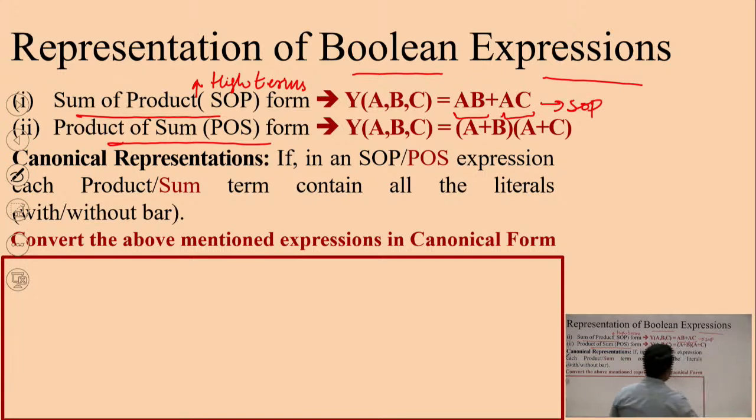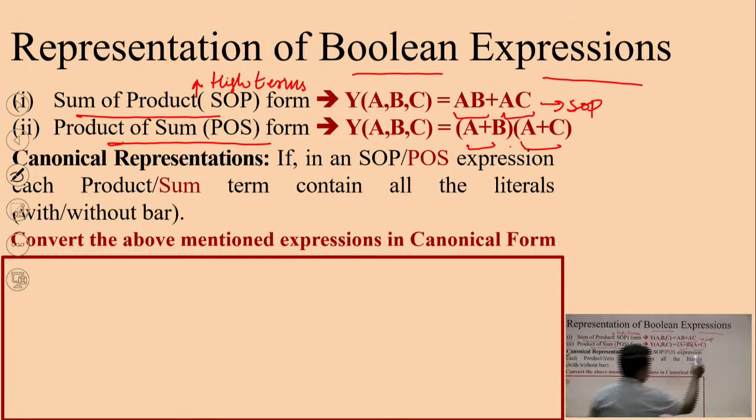Similarly, (A plus B) into (A plus C). A plus B is a sum. A plus C is another sum. So these are sums, and when these two sums are multiplied together, this becomes product of sum. These two sums are being multiplied together.